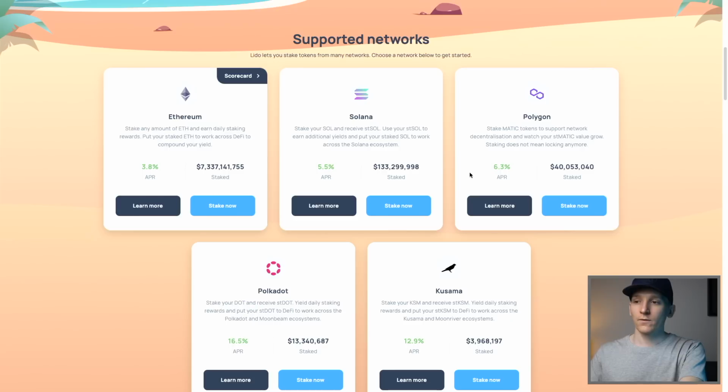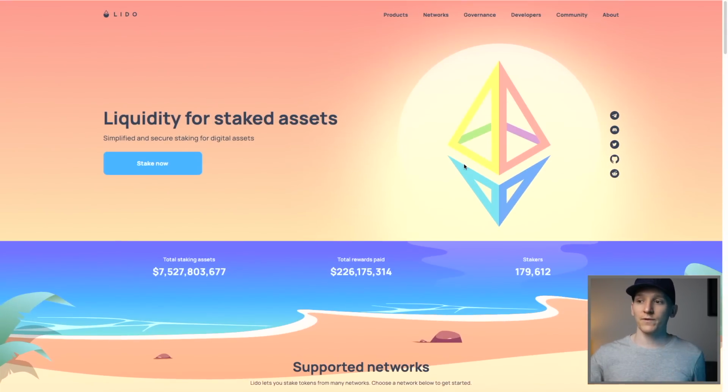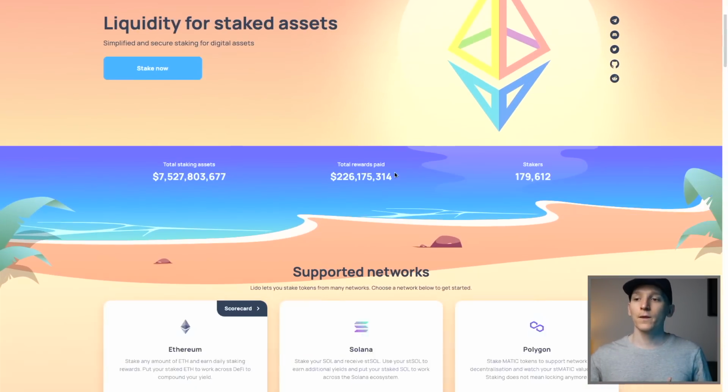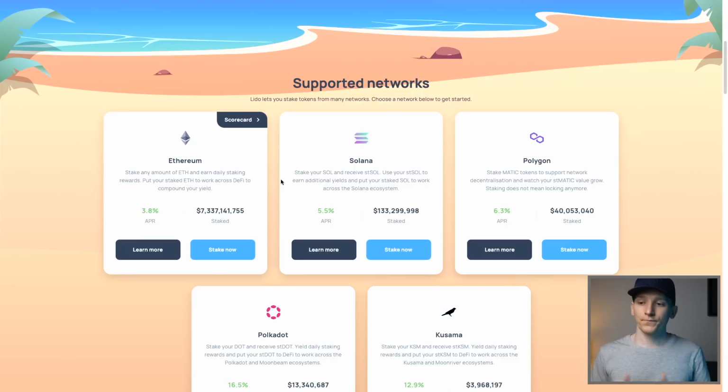So what we're going to do is, once we've downloaded MetaMask and got that set up, we need to use Lido. Now, you need to go through to Binance and get some Ethereum and then withdraw that Ethereum into your wallet. Again, I've got videos on all of this, so I'll leave those guides on how to do that in the description.